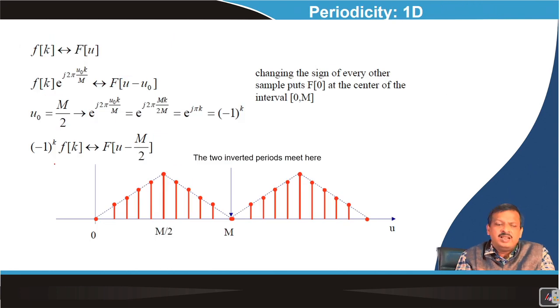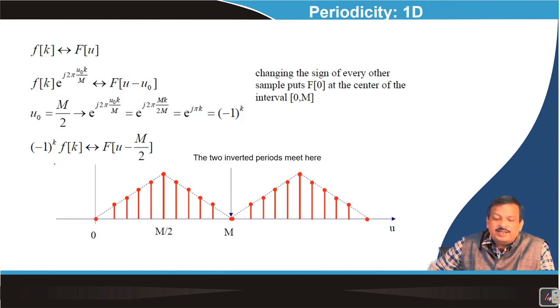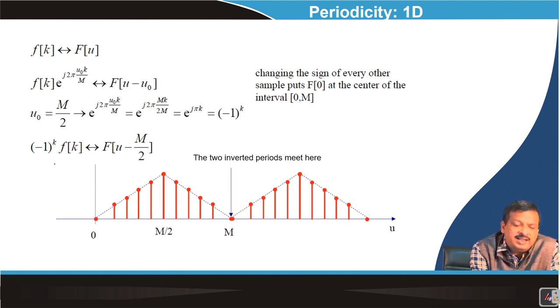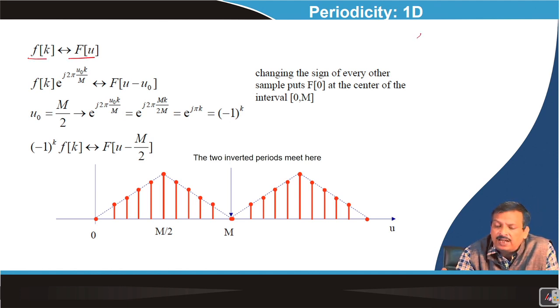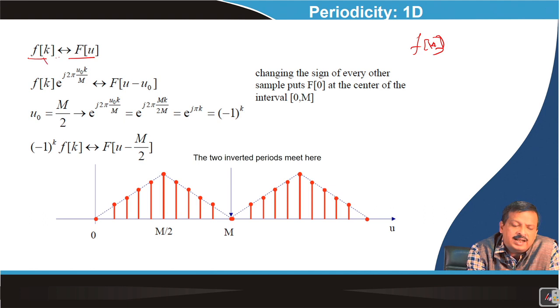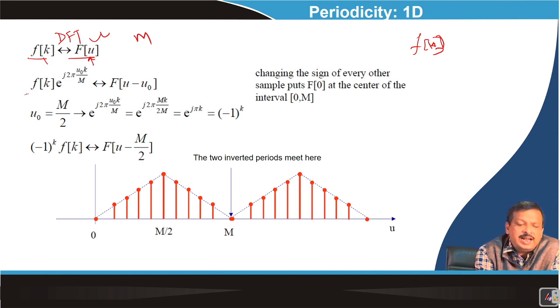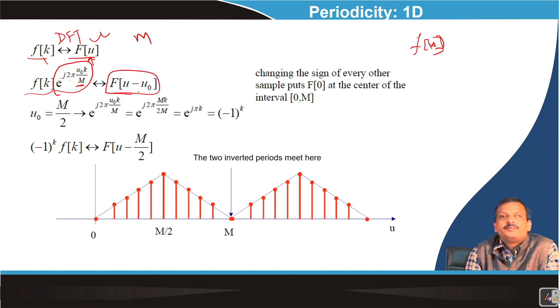Another interesting thing you can see is periodicity in 1D. Let us say f of k is a one dimensional signal, the signal in k, and F of u is the frequency domain signal, the one dimensional DFT of length, let us say, m. Okay. Now if I say f of k multiplied by e to the power j 2 pi u0 k by m, it is nothing but a shift in the frequency domain, which we have already proved in 1D.